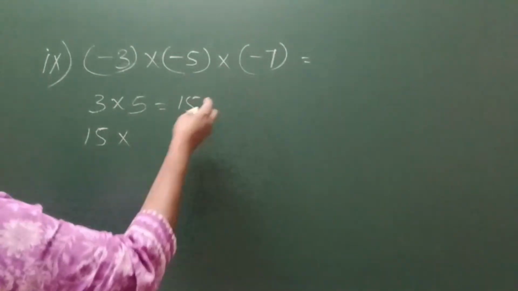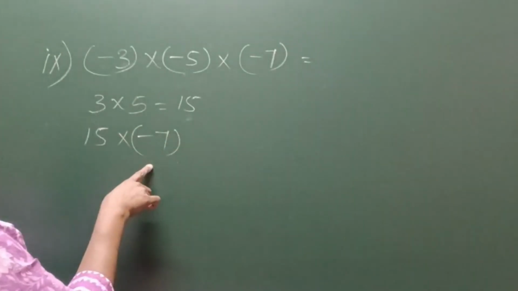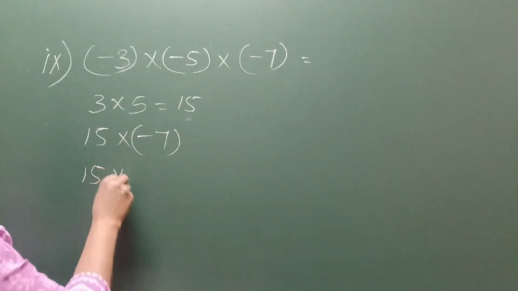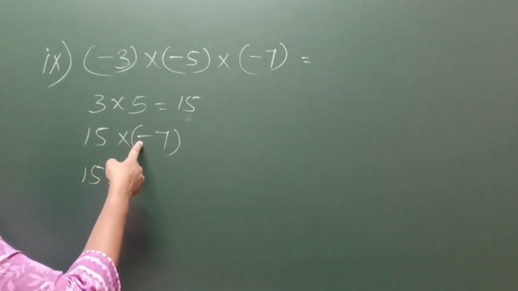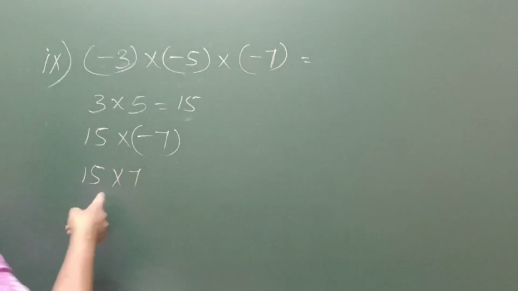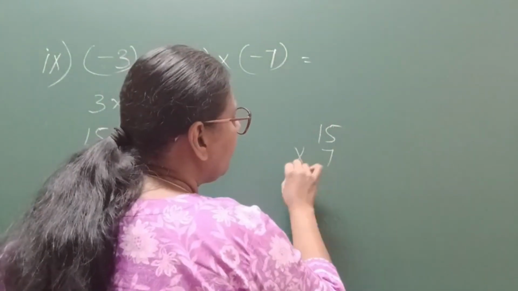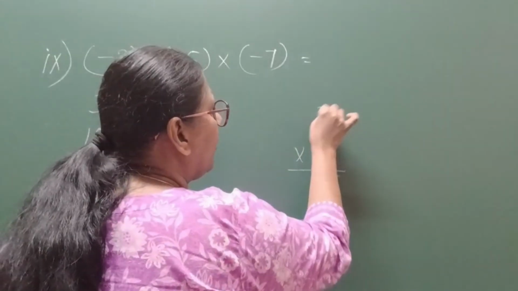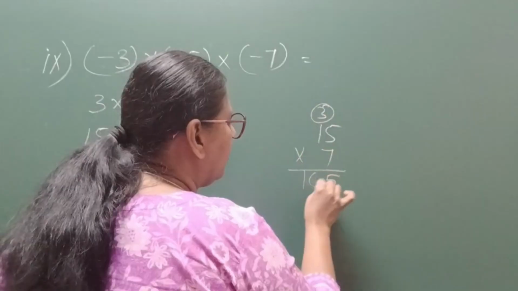After that we have to multiply by minus 7. Here minus 7's absolute value is 7. So we multiply 15 into 7. After getting the product we have to give the negative sign. Okay, 15 into 7. 7 5s are 35, 3 balance. 7 1s are 7 plus 3, 10.